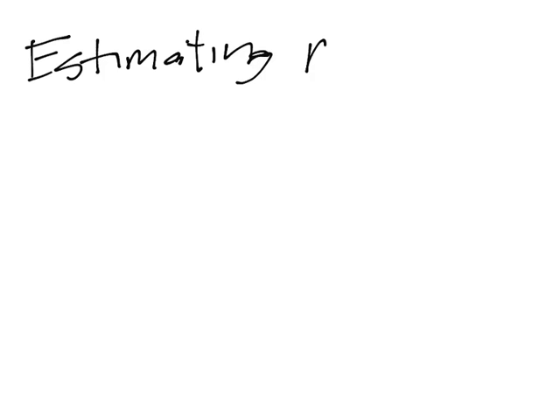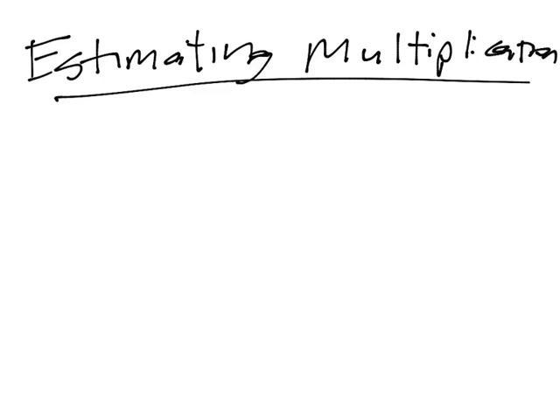This lesson is to show why rounding to one significant digit makes sense over using something like Technique 1 or Technique 2 when estimating multiplication. So here's the problem I want to estimate.